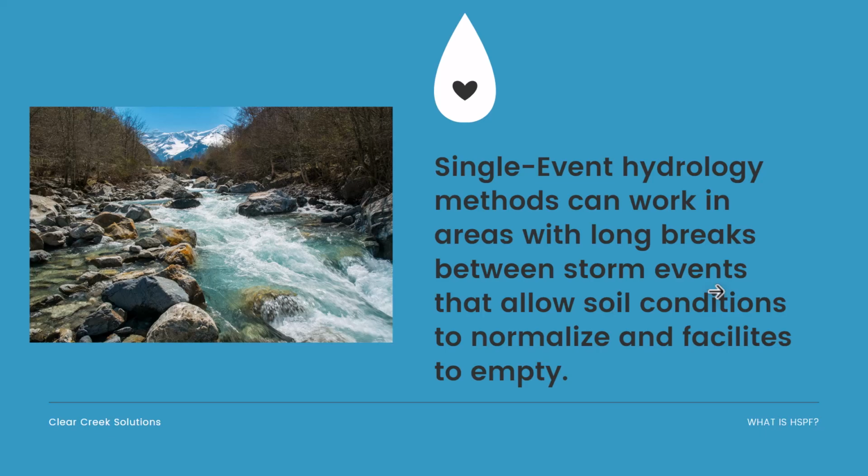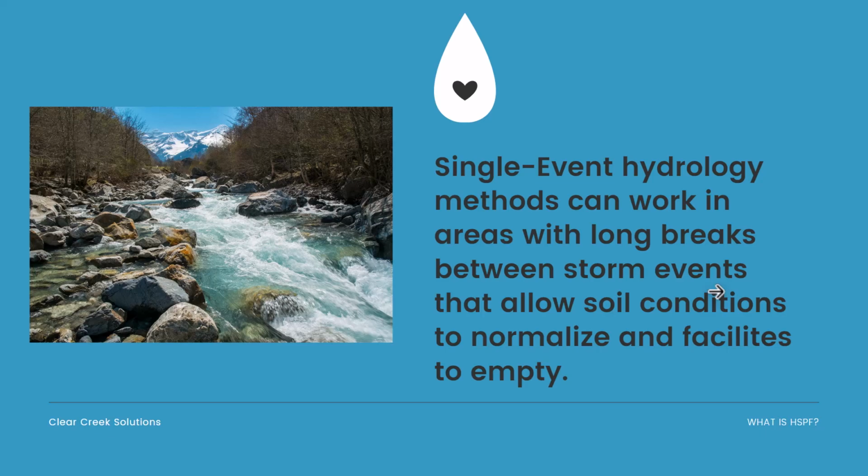Think of a desert, right? If it rains in a desert, it's likely that the soil conditions are going to be dry beforehand. You're going to get a pretty calculable amount of runoff from that soil, from that project area. And there's going to be a long period of no rain, a long period of sunlight and evaporation, to finally empty out and normalize those soil conditions. And then the process repeats.